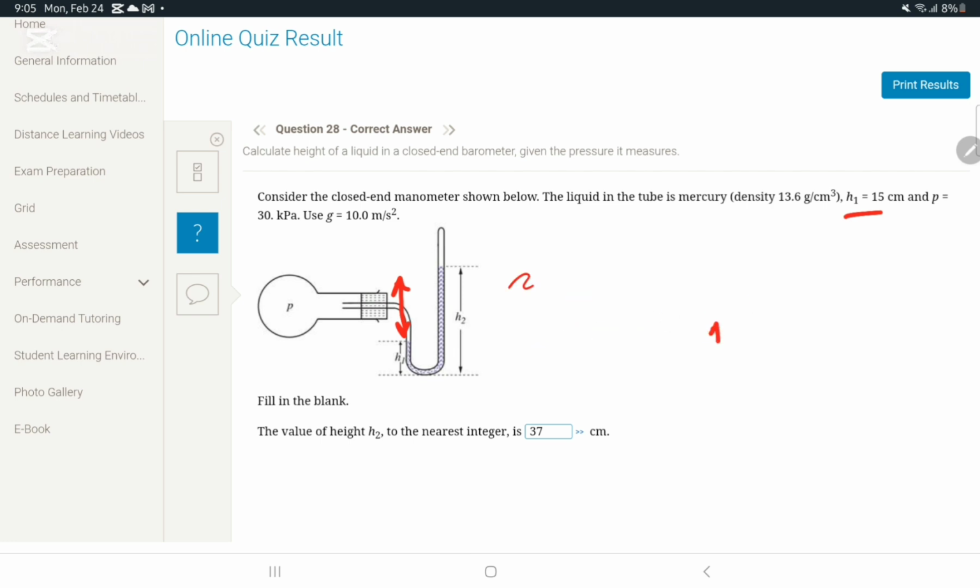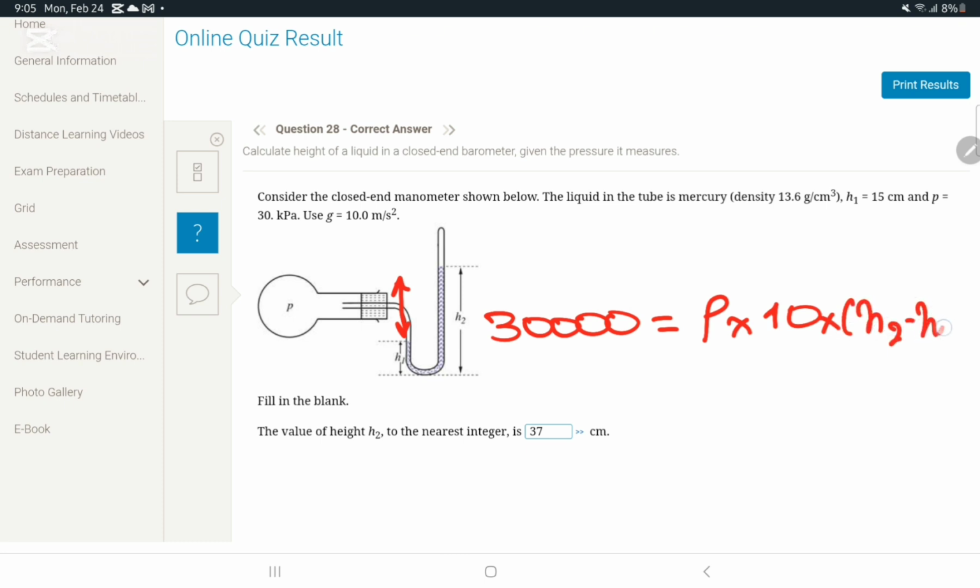So let's formulate the rule. Pressure is equal to rho GH. What is the pressure that they gave us? It's 30,000 pascals is equal to rho. We're going to keep it aside because we can notice that they have the wrong measurements, okay? Rho times G, which is 10, times H, which is H2 minus H1. What is H1? It's 15, but it's 15 centimeters. We want it to be in meters. It becomes 0.15.